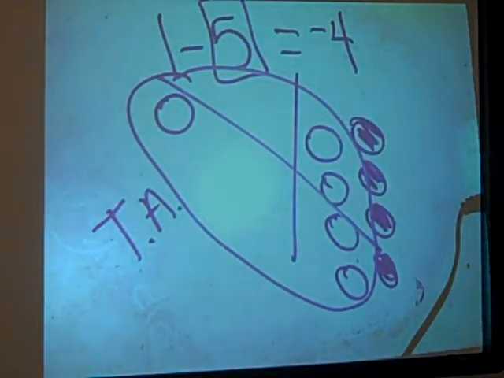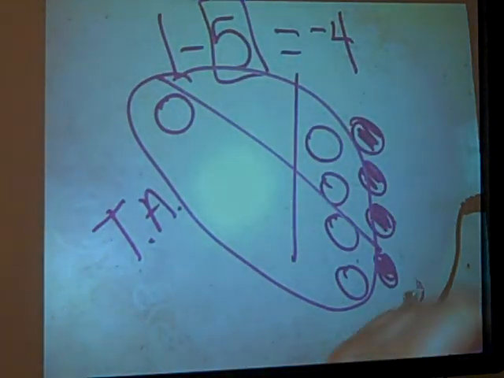So you can create too many 0 pairs. You just have to remember at the end to go back and make sure you don't have any 0 pairs. And a 0 pair is a positive and a negative paired up with the value of 0.